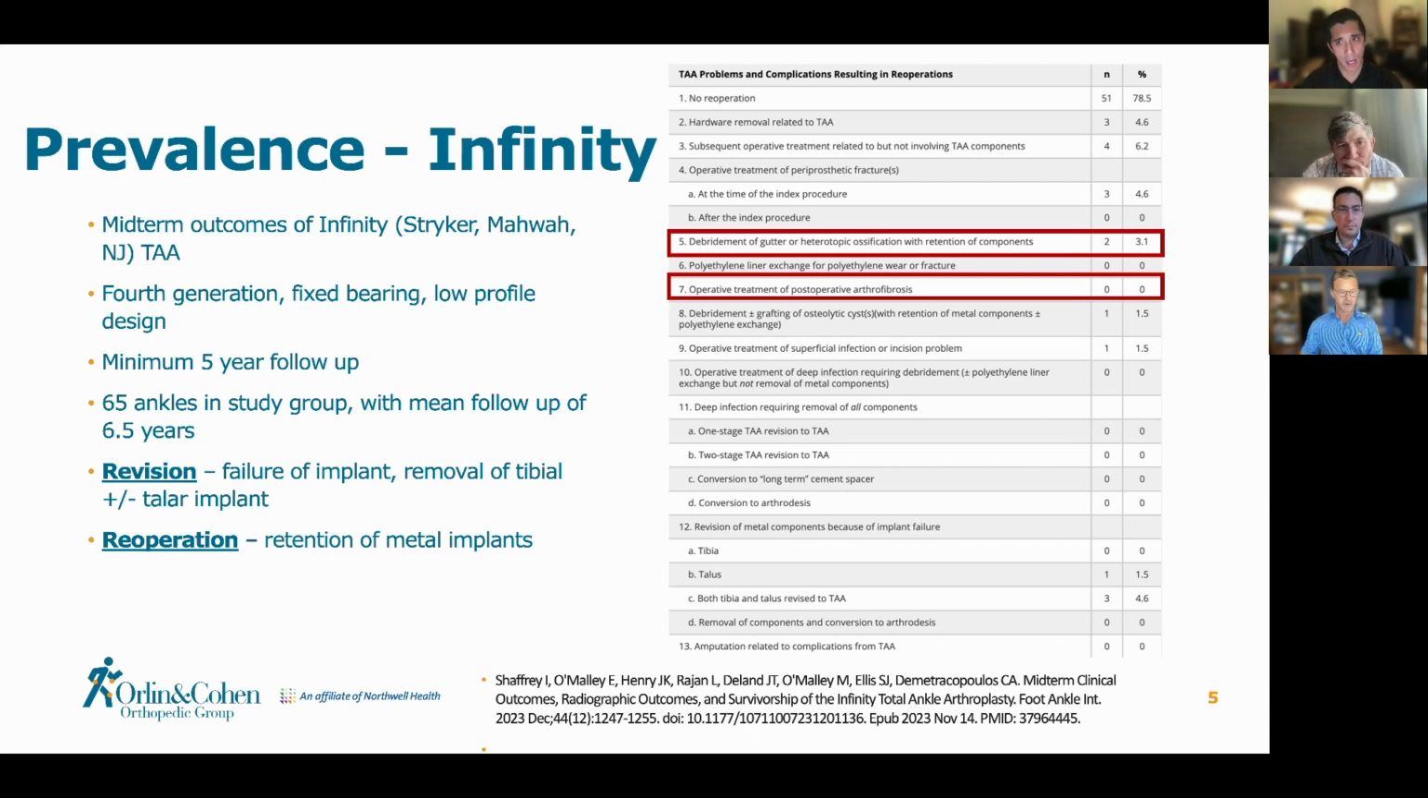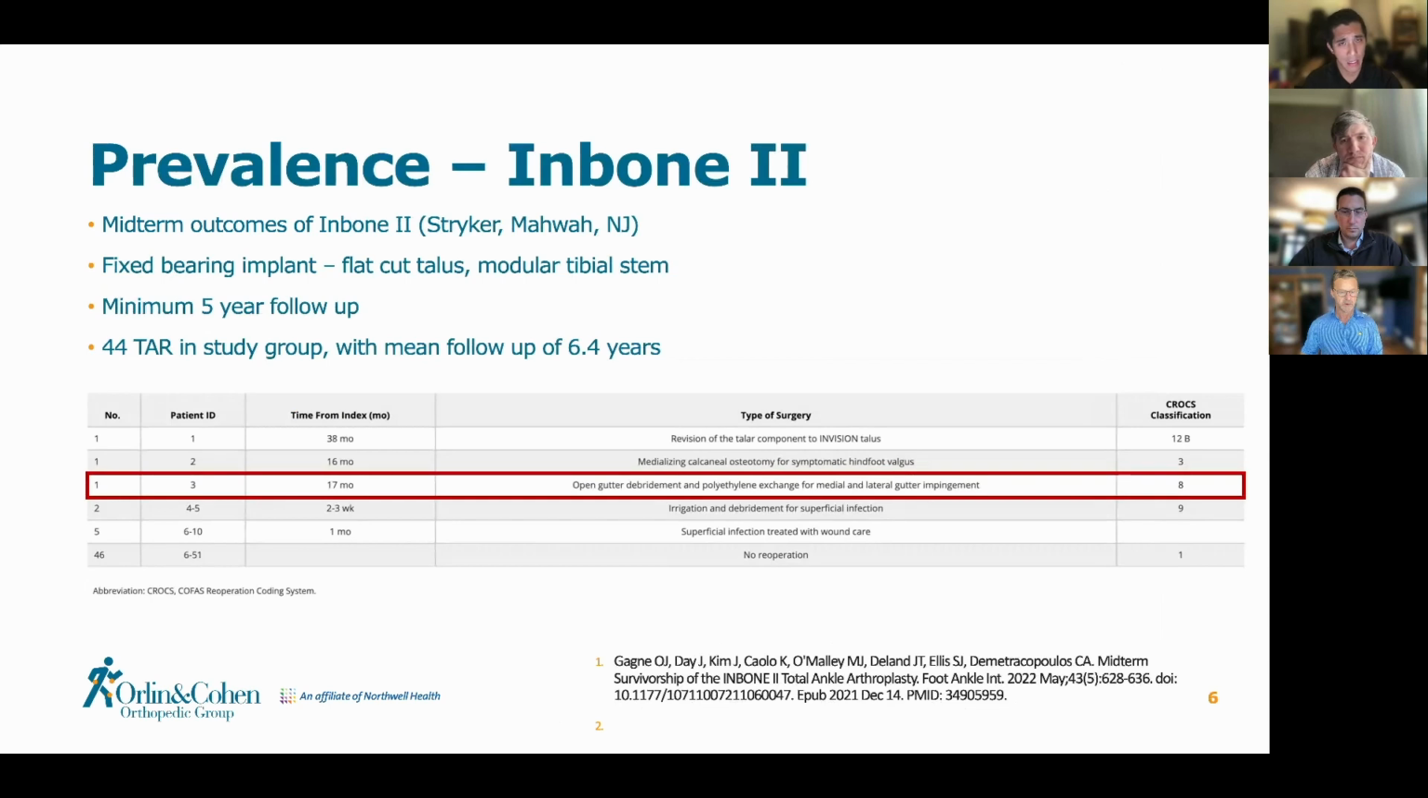They found that there were 2 patients in their cohort that had to undergo gutter debridement, which yields about a 3% rate. This is pretty much in line with those patients in the prior study that had a prophylactic gutter debridement performed. In a similar manner, this is another midterm study looking at the Inbone 2, which is a fixed-bearing implant, flat-cut, tailless, with a modular tibial stem. Again, these patients had a minimum of 5-year follow-up with a mean follow-up of 6.4 years. We had 1 patient in this group that needed an open gutter debridement, yielding again between a 2 and 3% incidence rate.